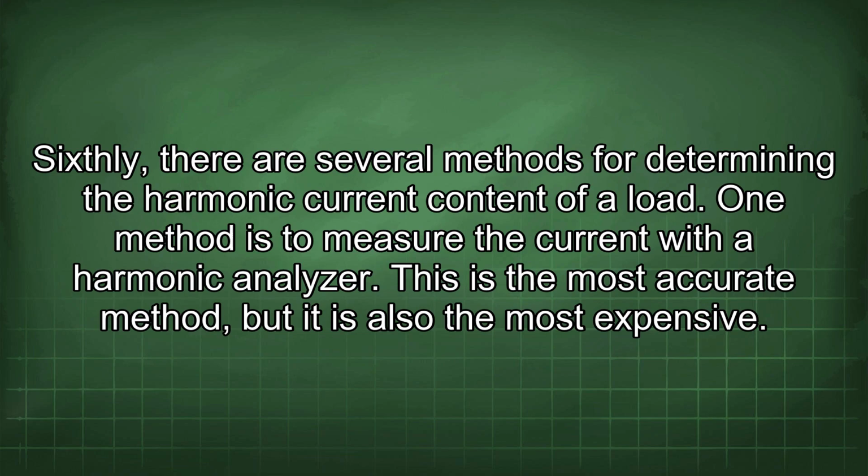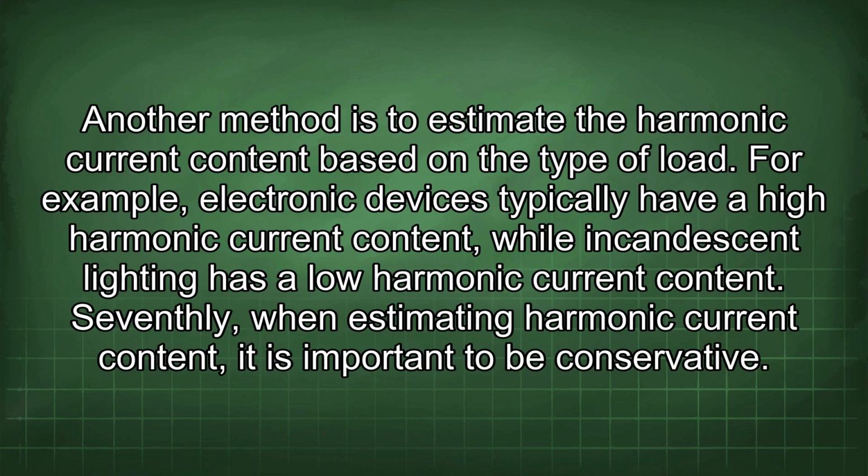Sixthly, there are several methods for determining the harmonic current content of a load. One method is to measure the current with a harmonic analyzer. This is the most accurate method, but it is also the most expensive. Another method is to estimate the harmonic current content based on the type of load. For example, electronic devices typically have a high harmonic current content, while incandescent lighting has a low harmonic current content.